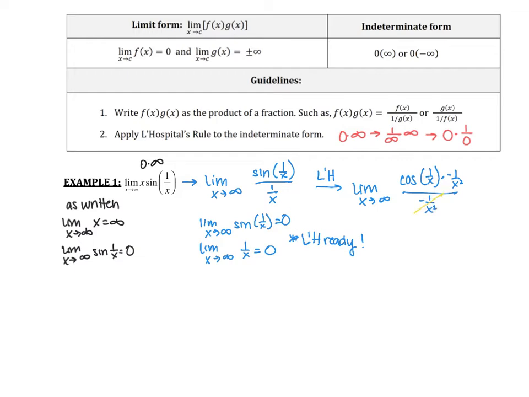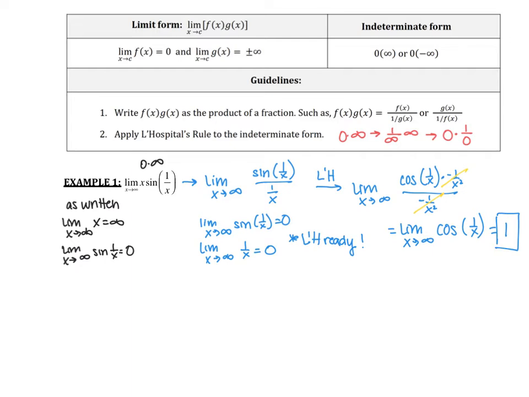Well, the beauty of this one is that those terms cancel out. So really what I'm finding is the limit as x approaches infinity of the cosine of 1 over x. And therefore that's just the cosine of 0, which is 1. So my limit as x approaches infinity of x sine of 1 over x is just 1. But I had to make it L'Hopital ready, so I had to rewrite the function as a fraction so that I could apply L'Hopital's rule. Remember, L'Hopital ready means it's 0 over 0 or infinity over infinity. We talked about that yesterday.